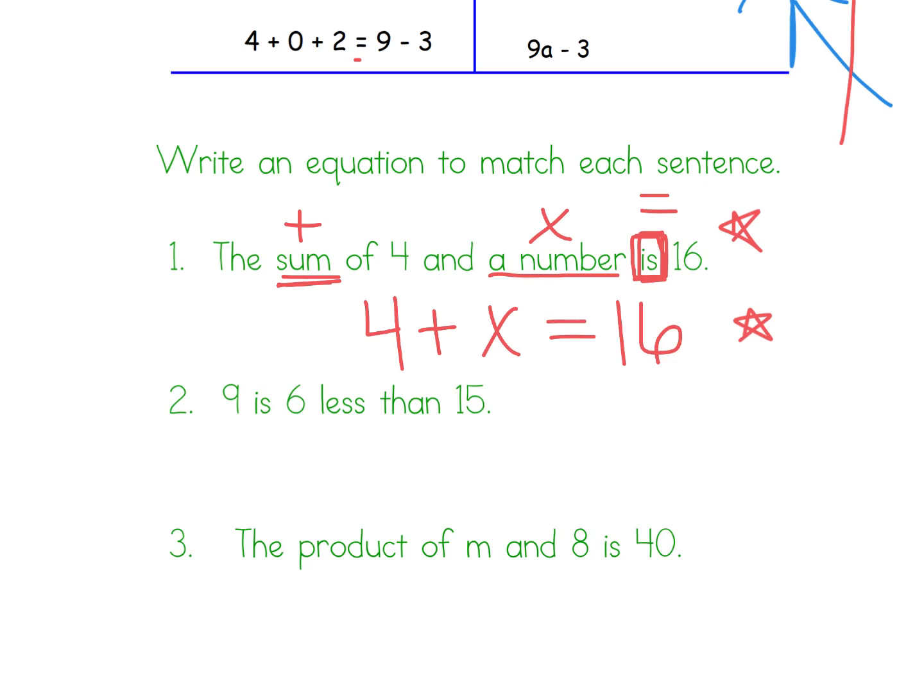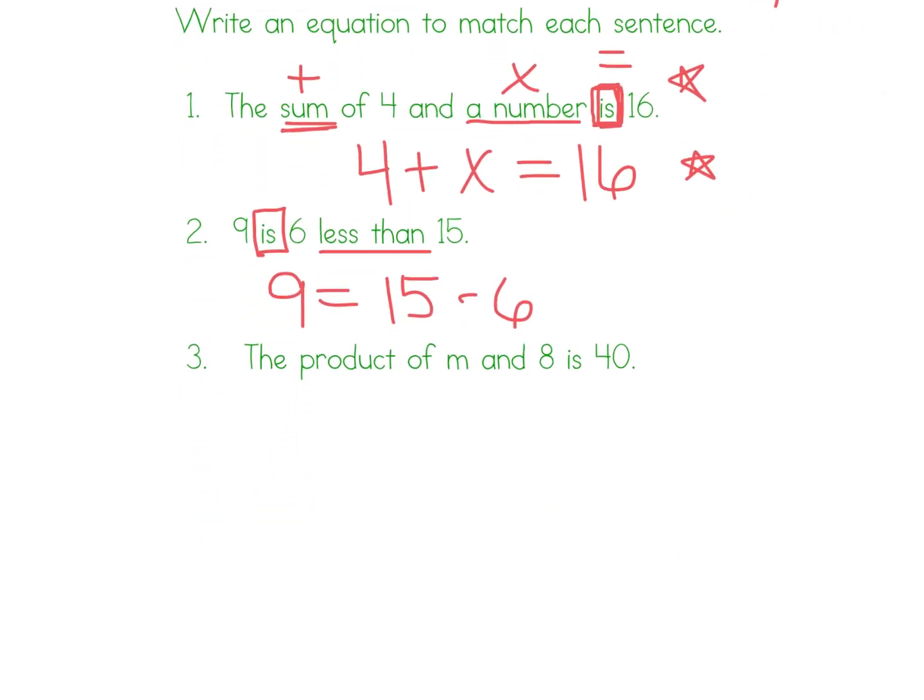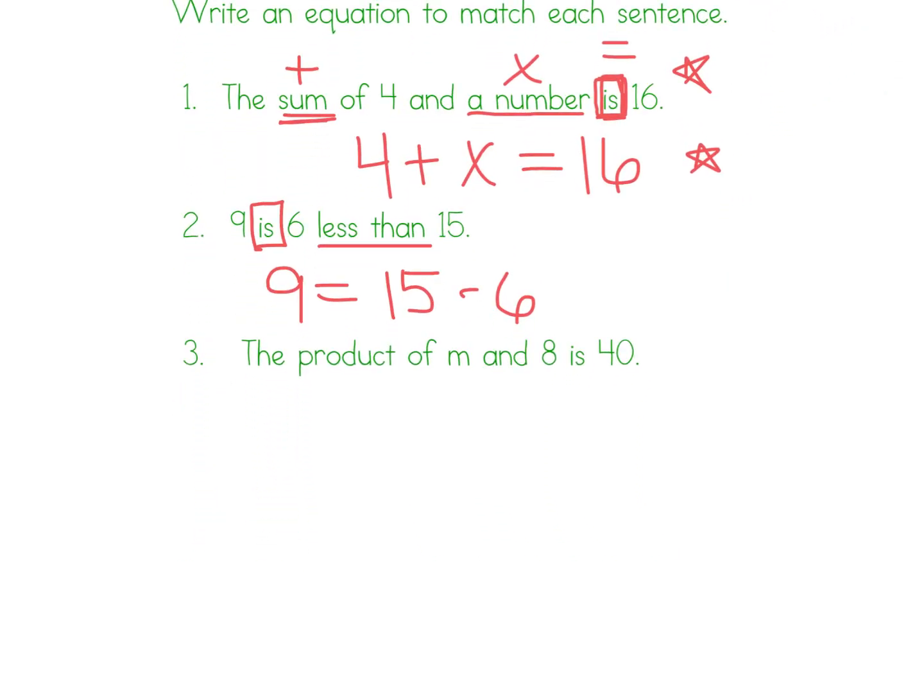Number 2, 9 is, there's that word again, 6 less than 15. Less than. So 9 is 6 less than 15. So I'm going to put 15 minus 6 because I am taking 6 away from 15. Okay, and number 3, the product of m and 8 is 40. Product we know is to multiply, so I'm going to write 8m is 40.